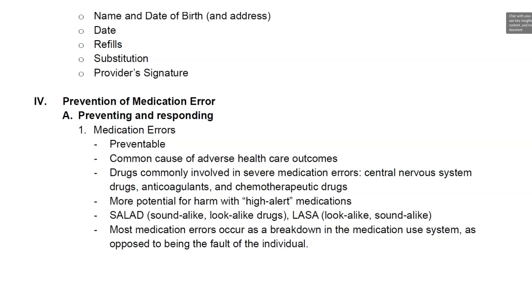So again, most medication errors occur not because of nurses' negligence, because typically you'll hear it a lot. Nurses get to be blamed for a lot of things, but in all honesty, when errors happen, it's not usually the person who is at fault. It's actually a problem within the system. So typically, medication errors happen because of a breakdown in the medication use system. So something in the system is broken and needs to be fixed.